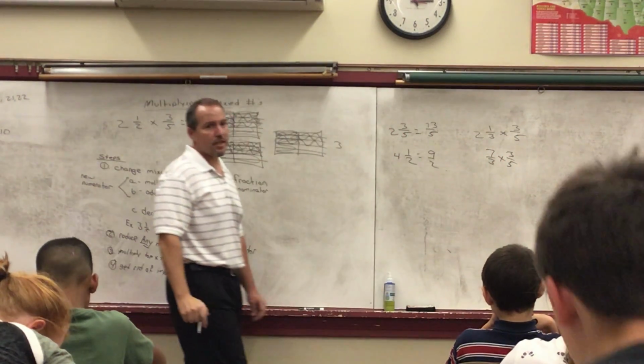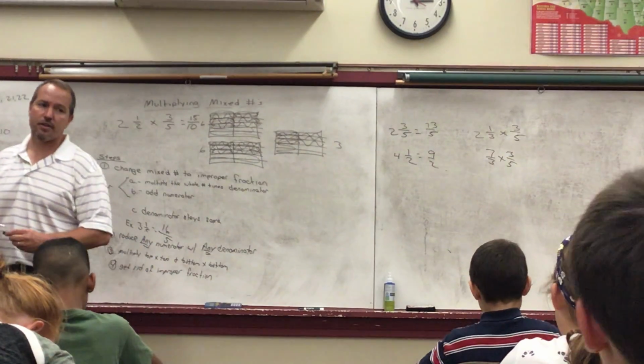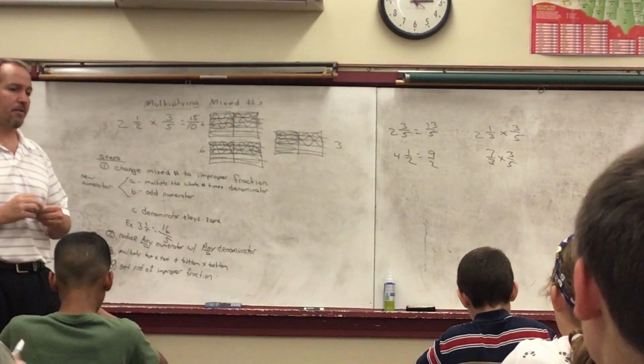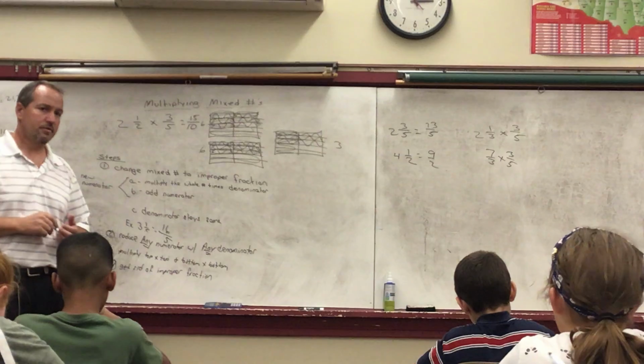7 over 3 times 3/5. Next thing, you're going to try to reduce it. See if you can reduce them. Just do it.